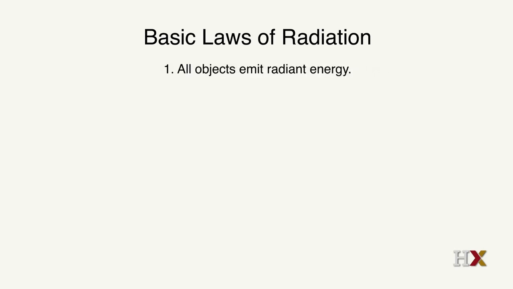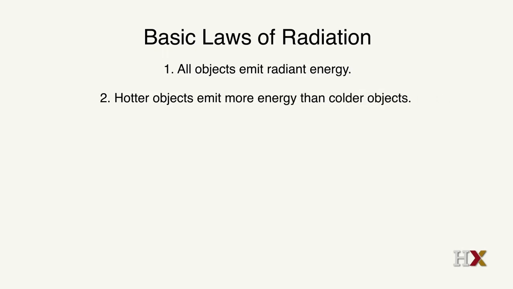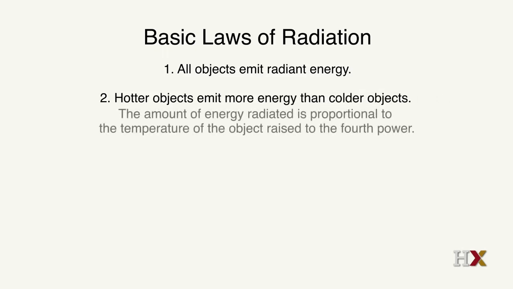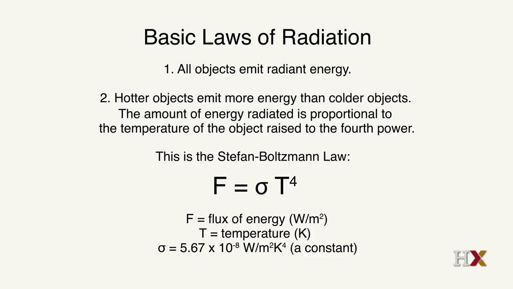First, all objects emit light, emit radiant energy. And hotter objects emit more energy than colder objects. So the amount of energy radiated increases with the temperature of the object. It's actually a little more complicated than just directly proportional. It actually goes as temperature to the fourth power. This is what's called the Stefan-Boltzmann law, and we often call it black body radiation. It describes the flux of energy as a function of the surface temperature of the object.